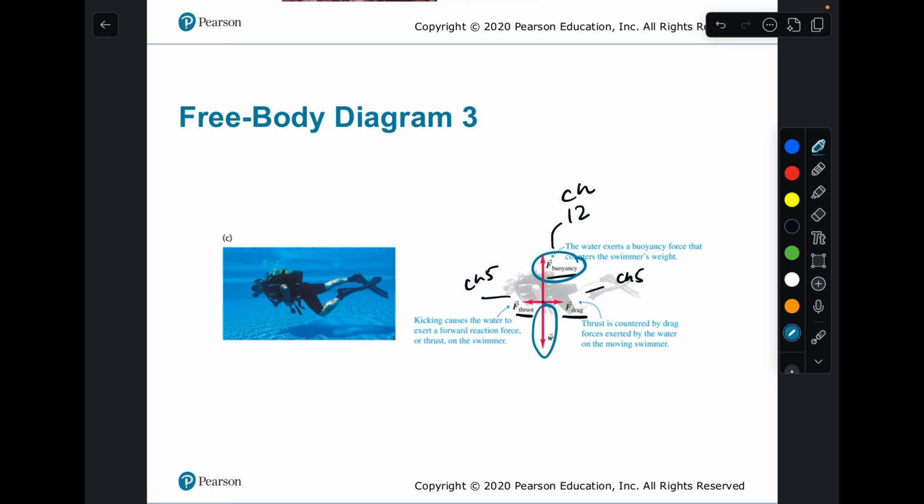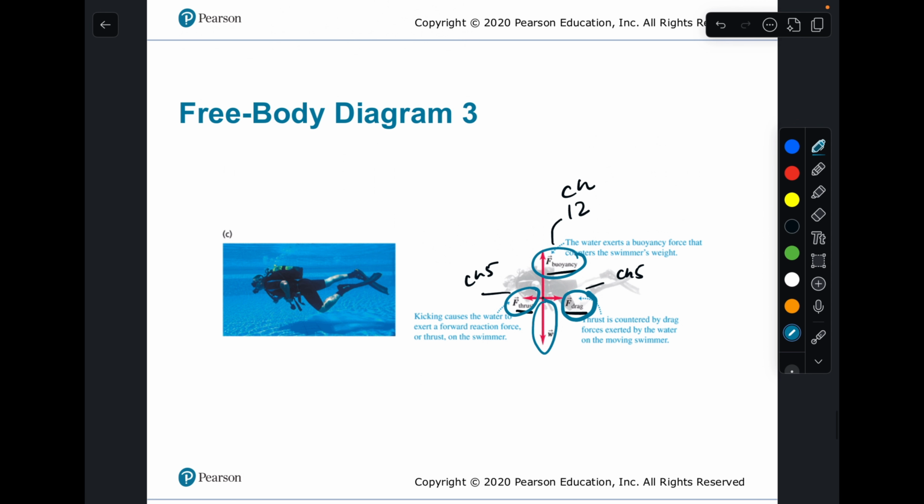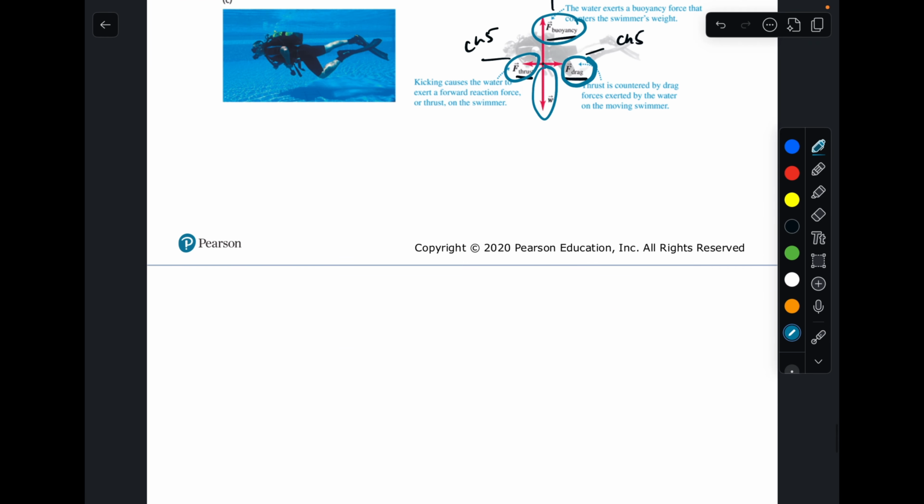And then kicking their legs is creating a thrust, which is a forward pushing force, right? A thrust is moving you forward, and that is caused by the kicking of the legs. And then finally, when you're swimming in water, you feel a little bit of resistance to your motion. In fluids, we call this the drag. This is the force of drag. So these are just some common forces acting on objects. So that wraps up chapter 4.